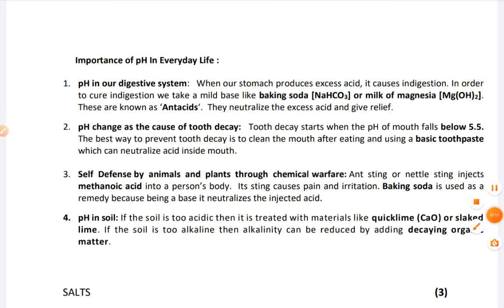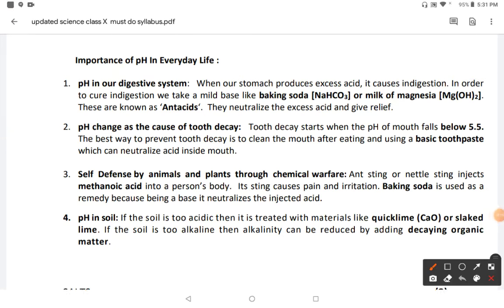Now there is an importance of pH in everyday life. The first example is pH in our digestive system. Everybody knows that our stomach produces excessive acid and it causes indigestion. To cure indigestion, we take a mild base like baking soda, milk of magnesia, and most popular is ENO. When you are suffering from pain in the stomach, you drink ENO solution, which may be in the form of baking soda or milk of magnesia. They are called antacids, which neutralize the effect of acid and give relief in our stomach.